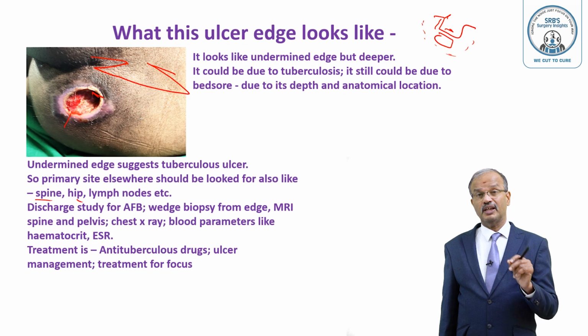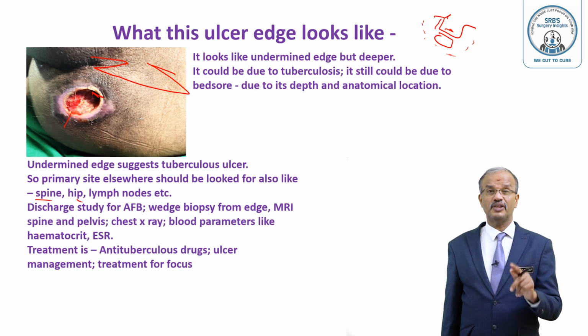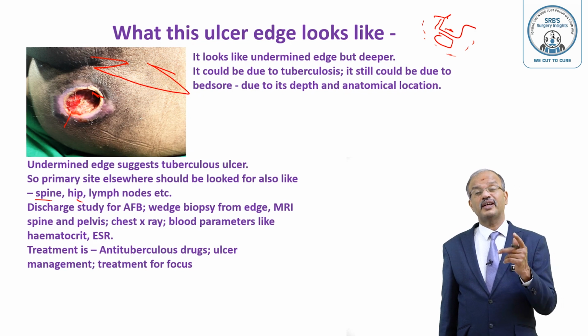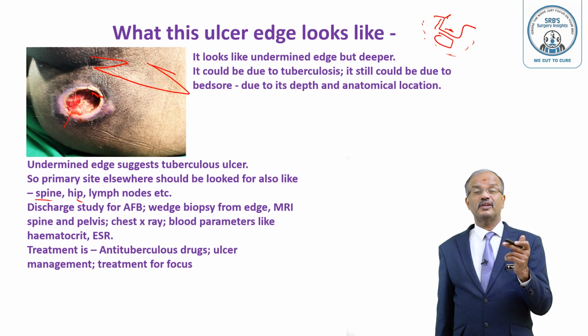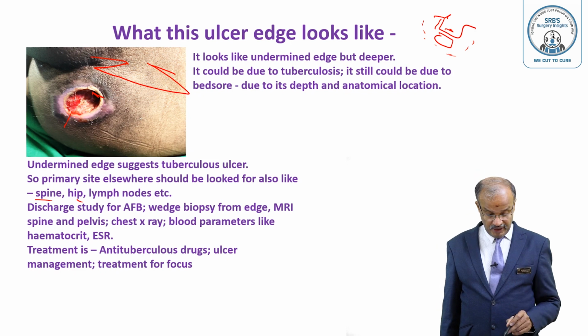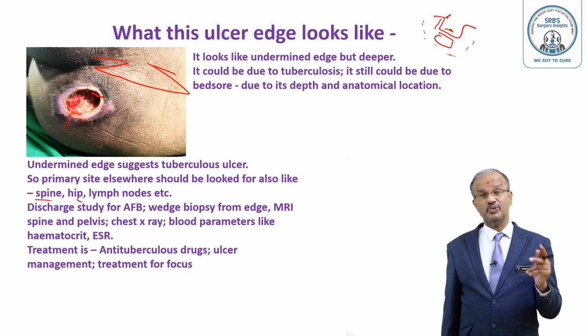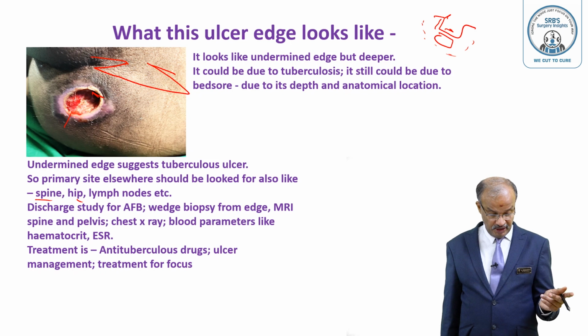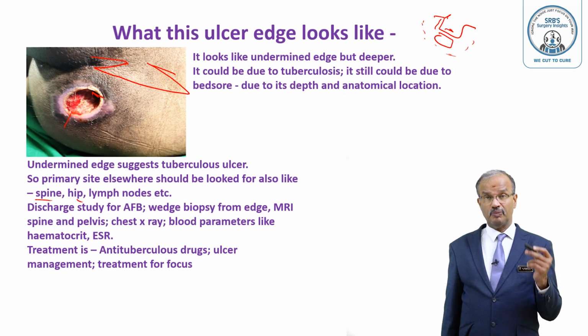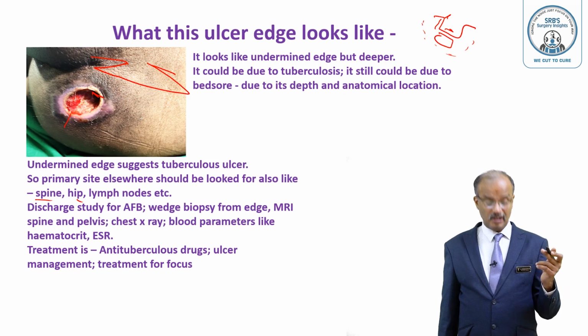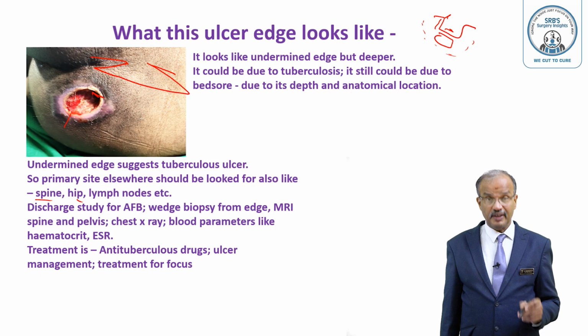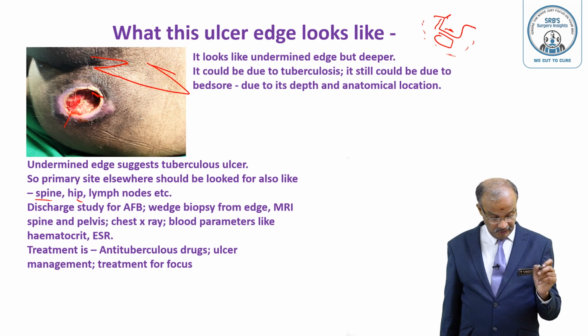Discharge study for AFB, wedge biopsy from the edge. It shows epithelioid cells, caseating necrosis and tubercles. And MRI spine to find out the focus, or pelvis. And chest X-ray for the primary focus, ESR, blood smear, hematocrit. Treatment is anti-tubercular drugs, ulcer management and treatment for the focus.